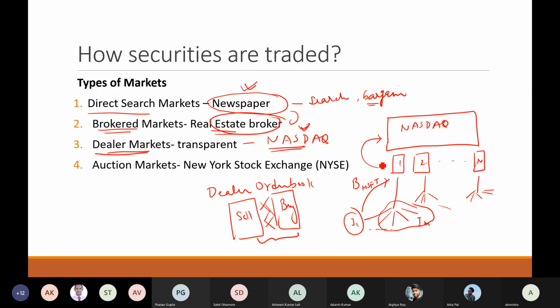Otherwise, if it is not matching, then he will go to NASDAQ. And in NASDAQ, because all dealers are connected, probably another dealer may have those securities. So through NASDAQ, this security will come to this dealer, and then ultimately he is going to serve this specific investor, buyer or seller. So we are not getting into very specific classification. So this is how a dealer driven market works.